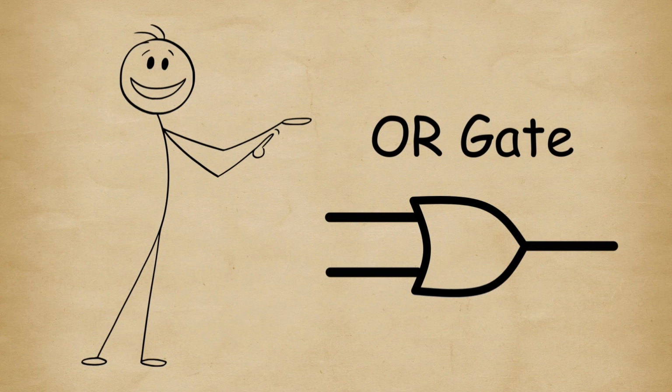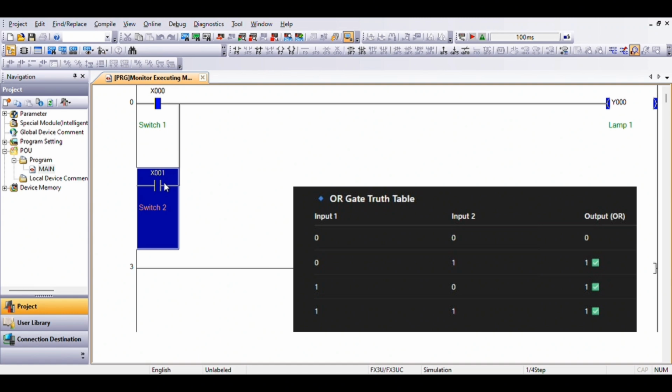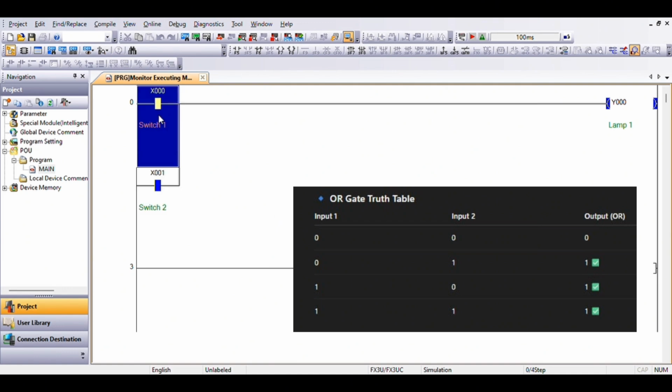OR gate. The OR gate produces an output if at least one input is on. In the ladder diagram, I connected two inputs in parallel. Pressing either switch will allow current to flow and the lamp turns on. The only time the lamp is off is when both inputs are off.